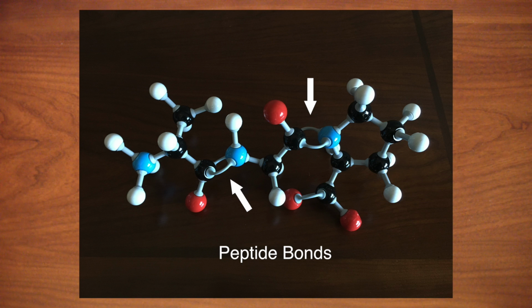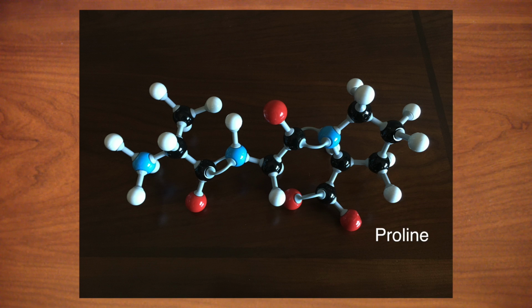As mentioned earlier, these bonds are planar and most often in the trans configuration. This tripeptide contains a proline bonded in the cis configuration, which is one of the main causes of beta turns. Phi angles are located between the nitrogens and the alpha carbon, and psi angles are found between the alpha carbon and the carbonyl carbon.